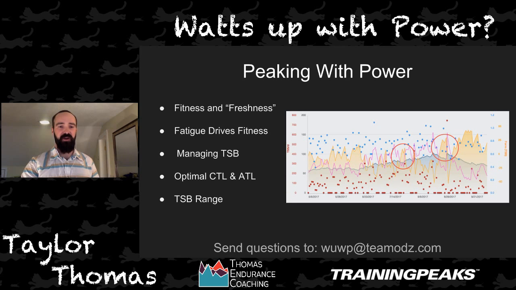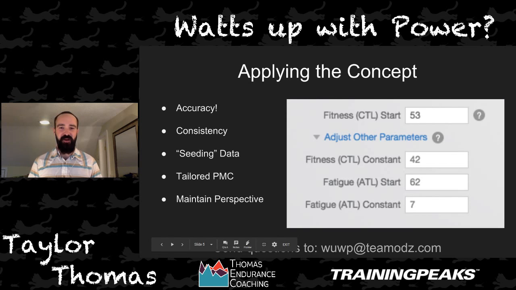So just some kind of guidelines there. All right, and then applying the concept. So I think every time I've given a presentation for What's Up with Power, I've talked about accuracy of the numbers. I think it's kind of becoming my soapbox, but I'll mention it again. Accuracy. So ultimately, a correct and accurate FTP, functional threshold power, is critical when looking at these numbers.